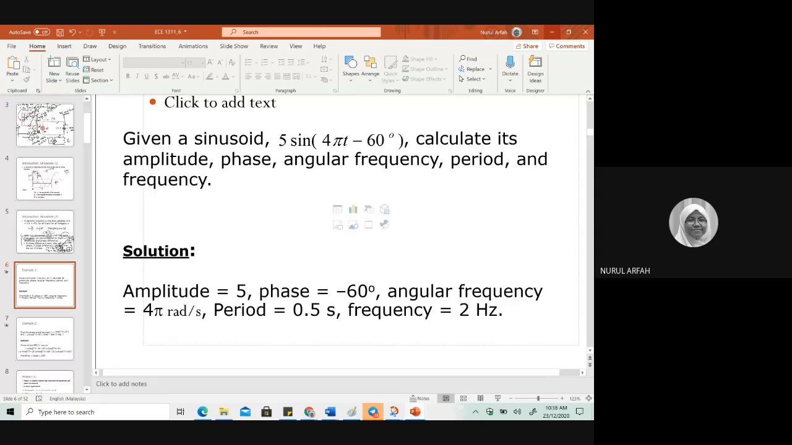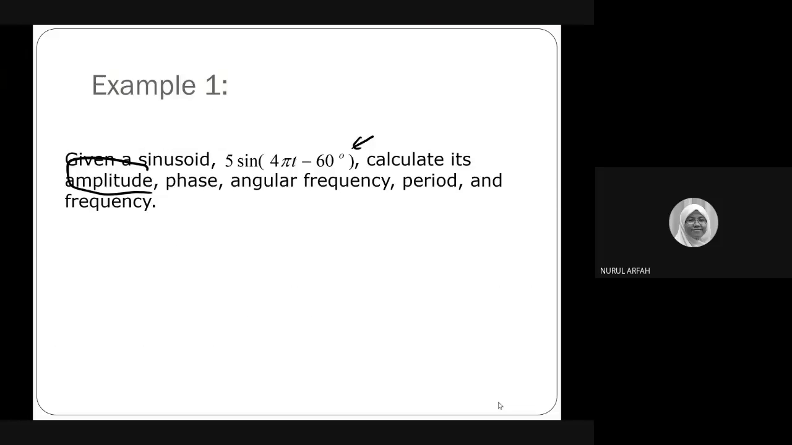Okay, this is a sinusoidal signal, and then you need to calculate the amplitude. Actually, you don't need to calculate it. Can you guess what the amplitude is from this signal? Oh, we already have the solution. Okay. The Vm is equal to 5.